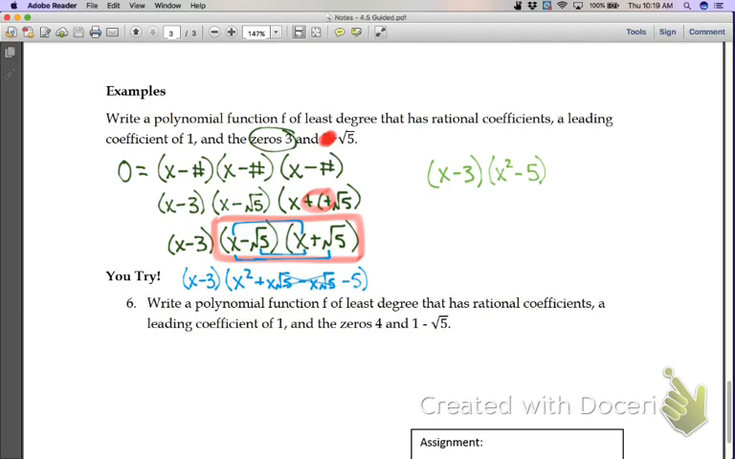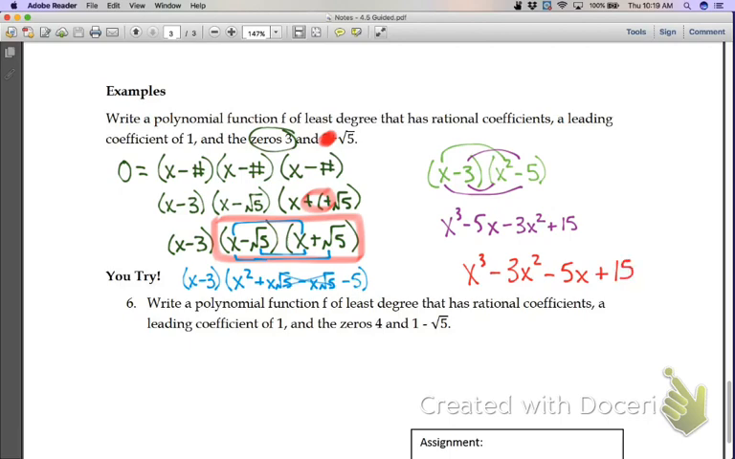What do I need to do now? What's x times x squared? X to the third. X times negative 5 is negative 5x. Negative 3 times x squared is negative 3x squared. Negative 5 and negative 3 is a positive 15. Put everything in standard form. So that means put it in order. So I have x to the third minus 3x squared minus 5x plus 15.